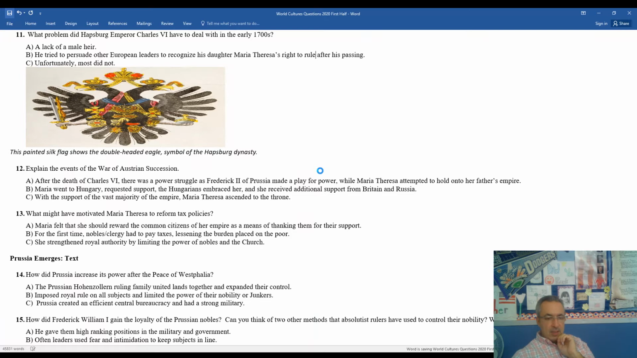Okay, moving on to 14. How did Prussia increase its power after the Peace of Westphalia? The Prussian Hohenzollern ruling family united lands together and expanded their control, imposed royal rule on all subjects, limited the power of their nobility or junkers. Prussia created an efficient central bureaucracy and had a strong military.